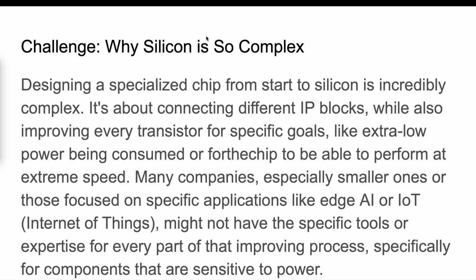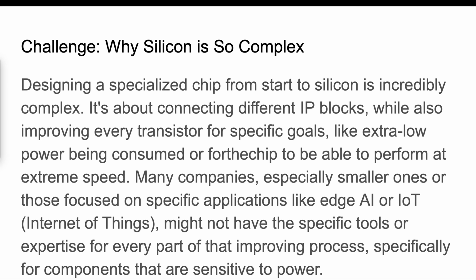So, first off, we have a challenge here. The challenge says why silicon is so complex. Designing a specialized chip from start to silicon is incredibly complex. And the reason it's complex is because you have to connect different IP blocks, and at the same time, there are a lot of steps. You have to connect different blocks, and you also have to improve every transistor for specific goals.